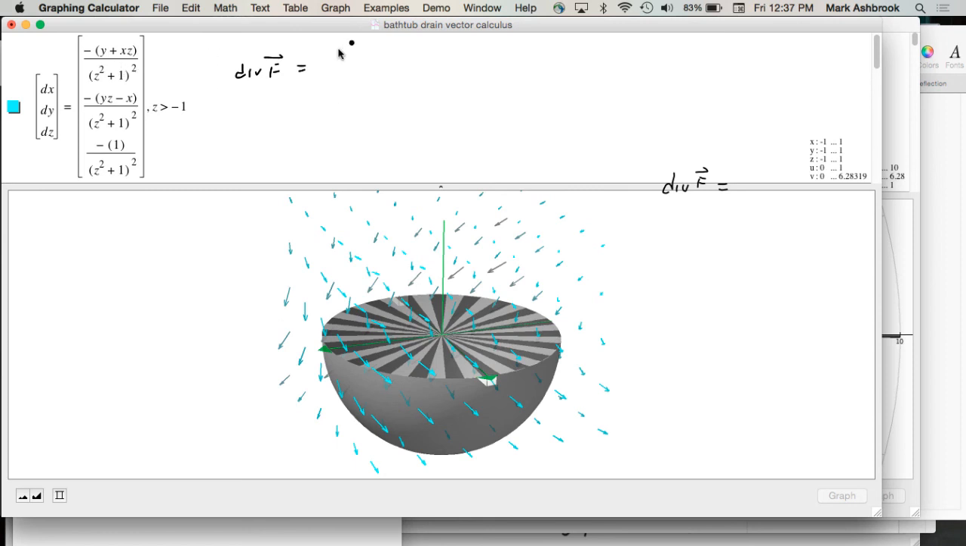Divergence is negative z over that thing squared. And this is the same thing again, negative z over that thing squared, right? And what happens is the derivative of this with respect to z ends up being positive 2z over that thing squared. So if you do the chain rule, it'll be negative 2 times that over that.